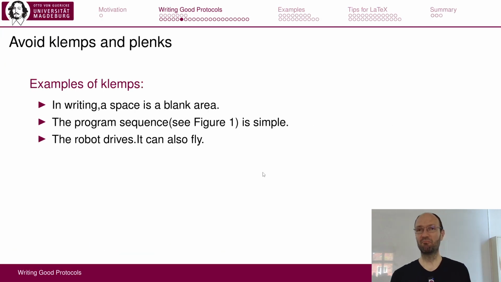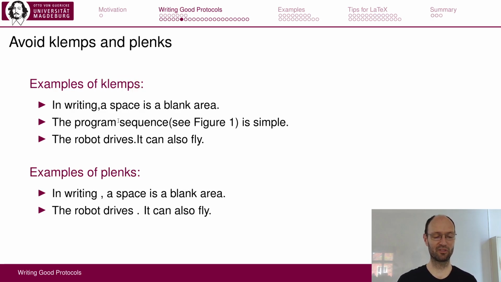What I sometimes see, especially with international students, is that there is no space behind the comma, or no space before opening parentheses, or no space behind the period, and there should be a space. So there it's like clamped together. That's why this is called a clamp. And what I also sometimes see is the opposite, and the opposite is called a plank.